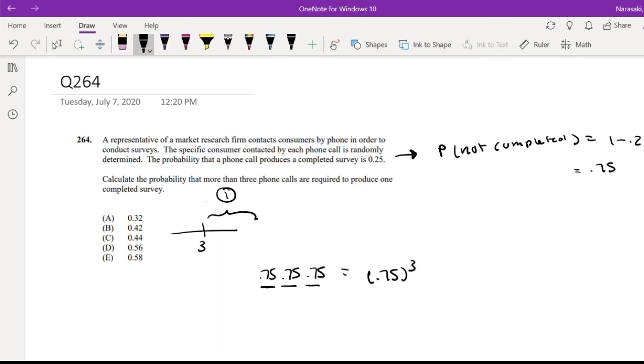So let me type that into my calculator real quick. 0.421875, which is approximately equal to 0.42, which is our answer B.